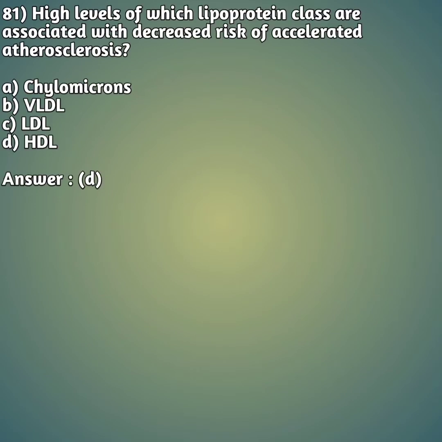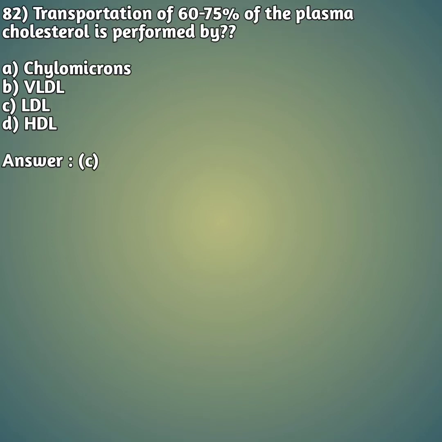So today our first question is, high levels of which lipoprotein class are associated with decreased risk of accelerated atherosclerosis? Option A chylomicrons, option B VLDL, that is very low density lipoproteins, option C LDL, that is low density lipoproteins, and option D HDL, that is high density lipoproteins. So the right answer is option D, HDL. Okay friends, let's move on to our next question.